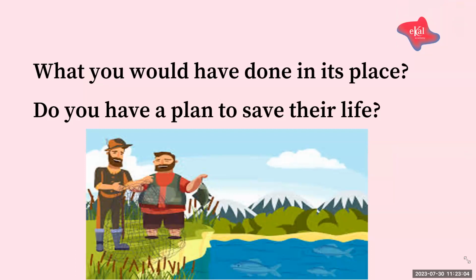Ma'am? Yes? Ma'am, the fish can act that she or he is dead. Okay, that's very good. Very smart. Any other plan? Okay, they can act as if they're dead, and nobody's going to catch the dead fish. Very good. Ma'am, can I? Yes, beta.